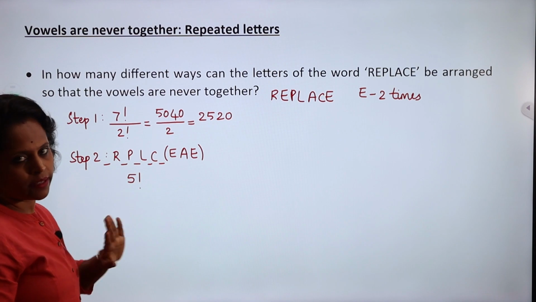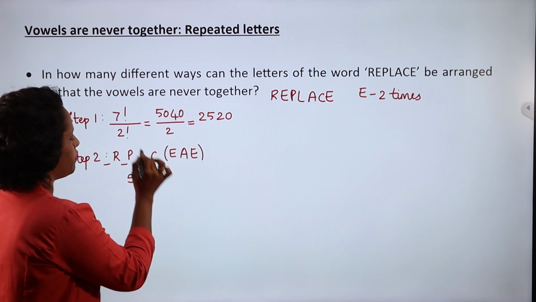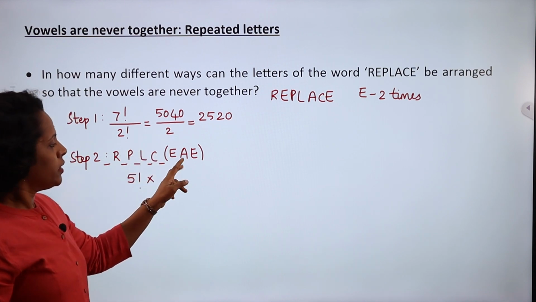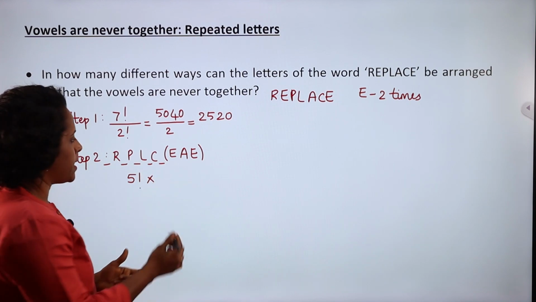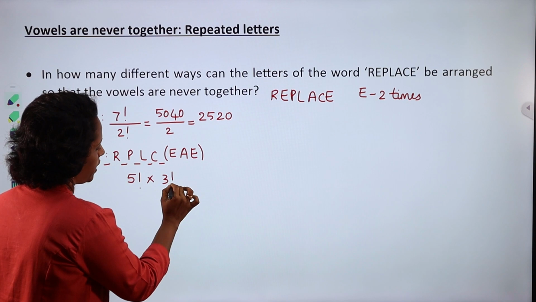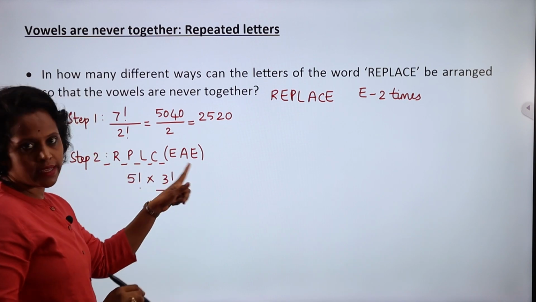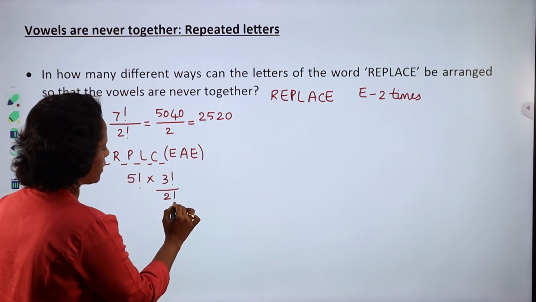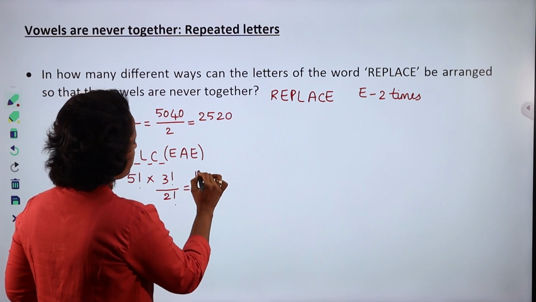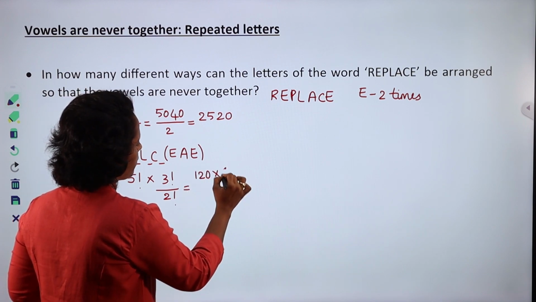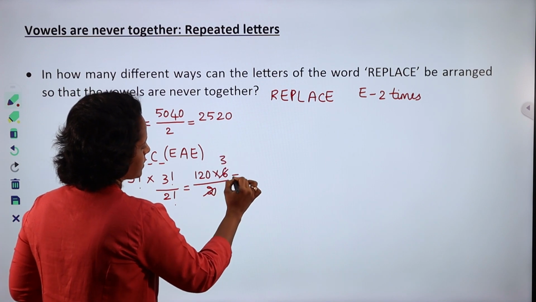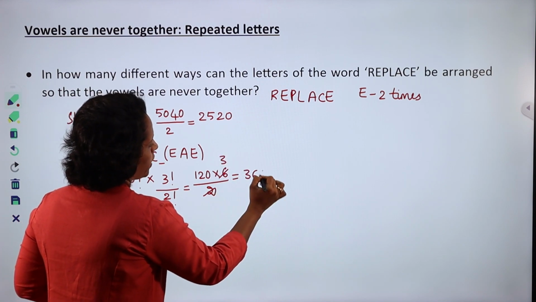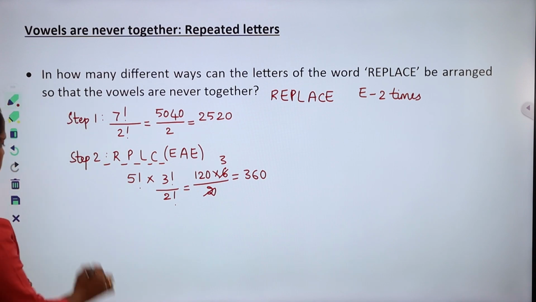Here no letter is repeated: R, P, L, C. No letter is repeated. Multiplied by. Now this set of E, A, E can be arranged among themselves in 3 factorial ways divided by E is repeated twice. So 2 factorial, which will be 5 factorial is 120, 3 factorial is 6 divided by 2. 2 ones are 2, 3s get cancelled. 3 into 120 is 360.